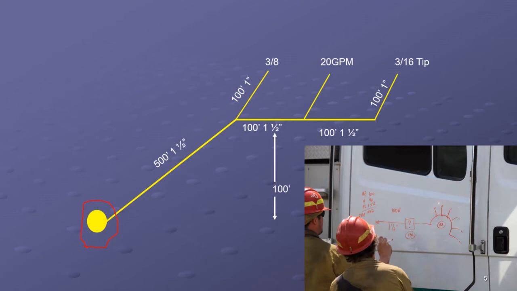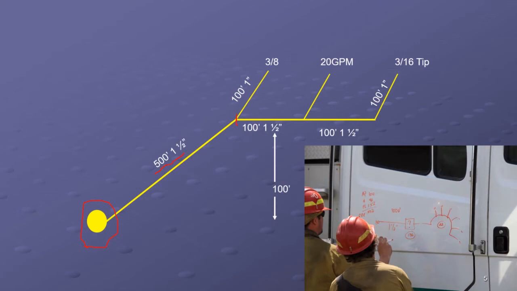The hose lay is the lines identified by length and size. So as I go up from my pump, I'm looking at 500 feet of 1.5 inches. All right, there's 500 feet of 1.5 inch hose that goes from my pump to my first Y. And then I have a lateral that's 100 feet of inch that comes off right there, goes out to a tip, and then I have another 100 feet of 1.5 inches to the next lateral, and another 100 feet of 1.5 inches to the next lateral.